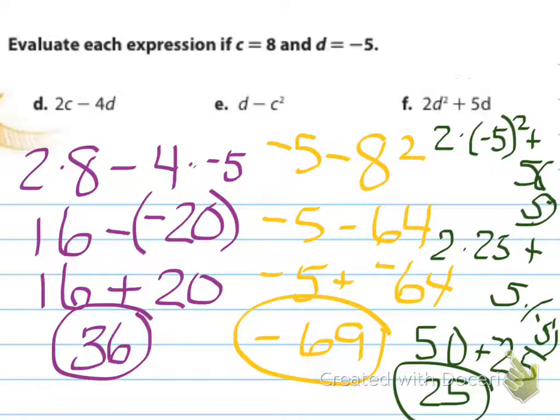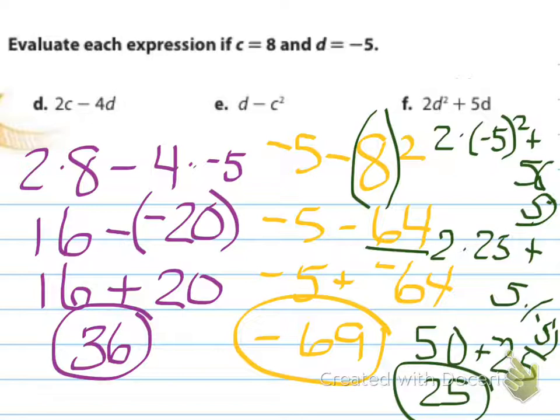For E, we had -5 minus 8 squared. Now, the part that was squared was just C, so it's not -8 squared, it's 8 squared. It's subtracting 8 squared. So that's why I have -64. And so I'm doing -5 plus a -64 is -69.